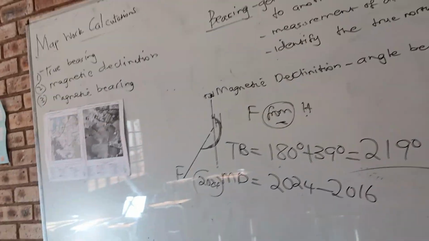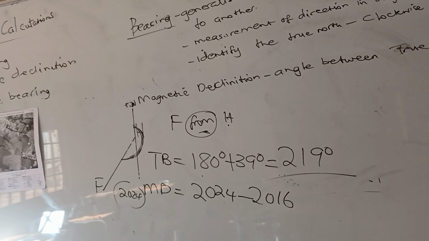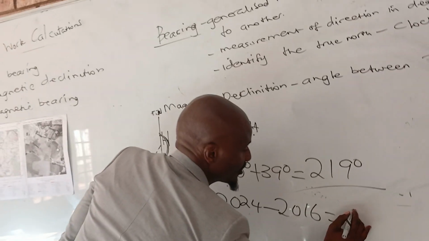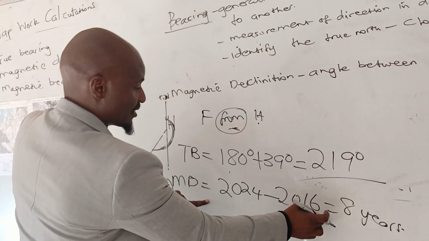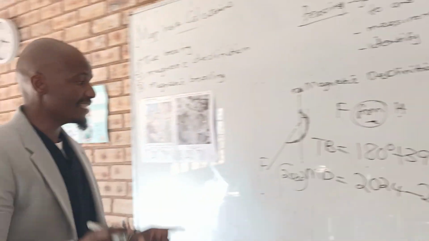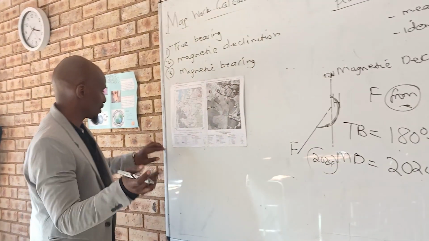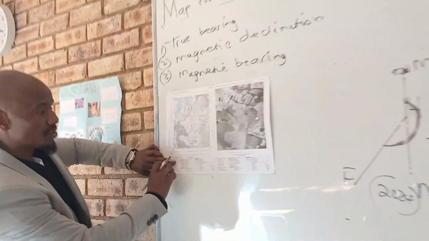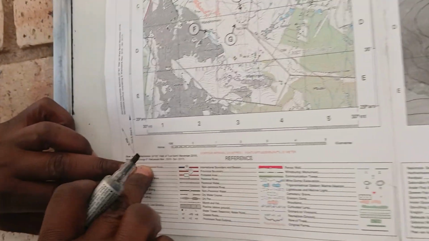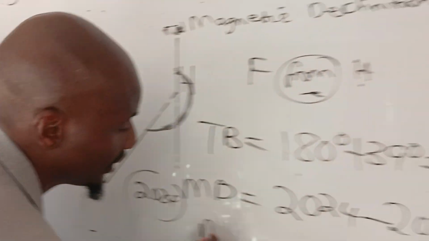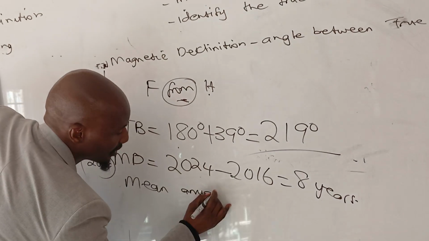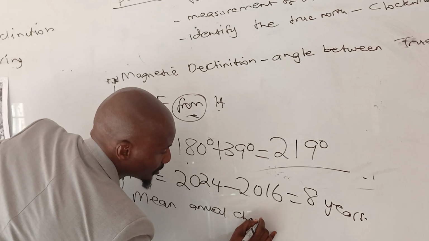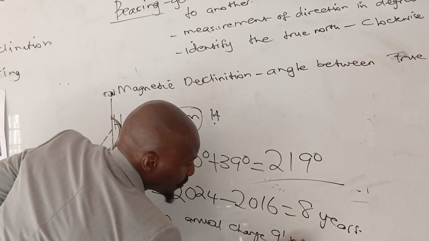2024 minus 2016, what do you have? You have 8 years. The difference is 8 years. So this is the difference in years. From there, you identify your mean annual change. Mean annual change in this instance is 9 minutes westward. This is your mean annual change, which is 9 minutes westward.